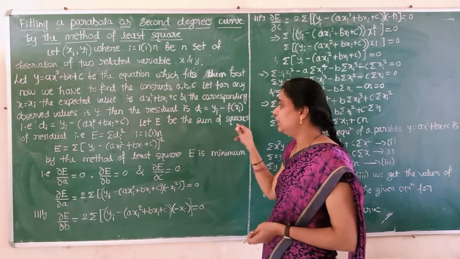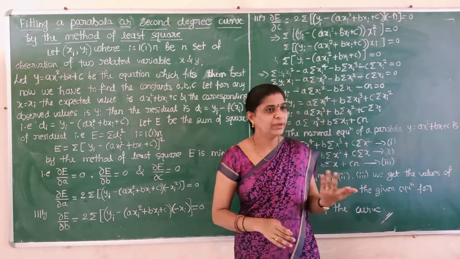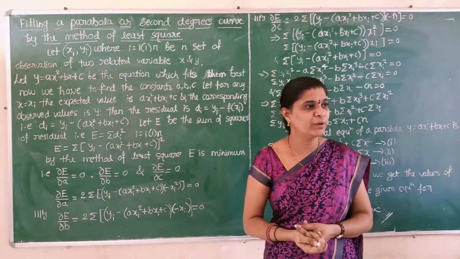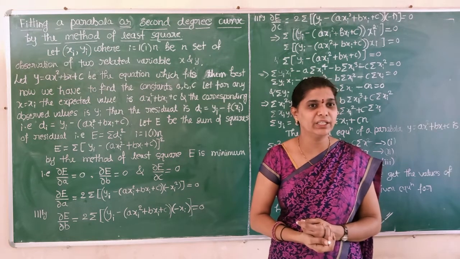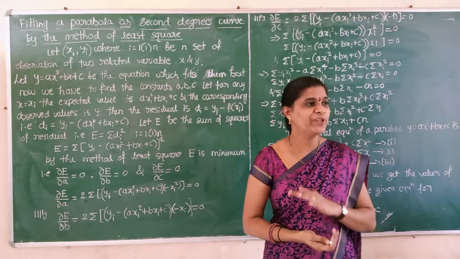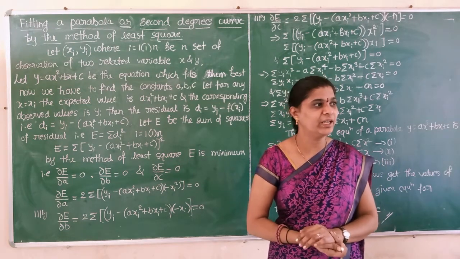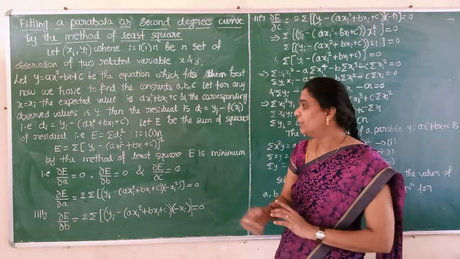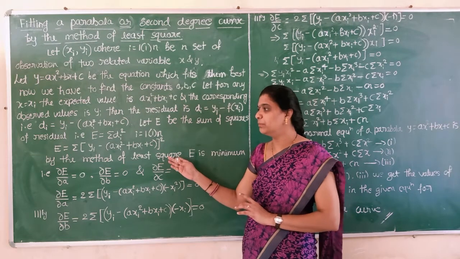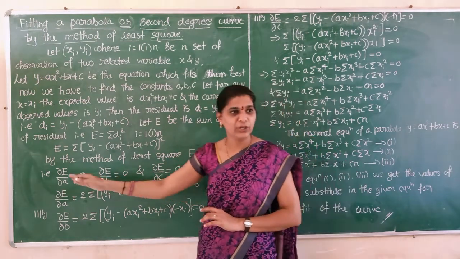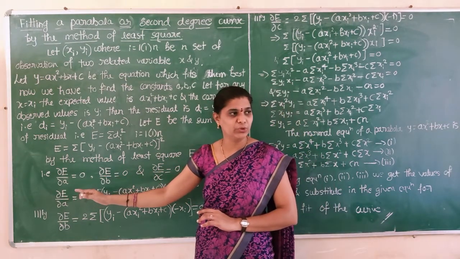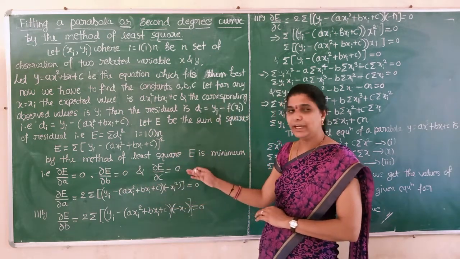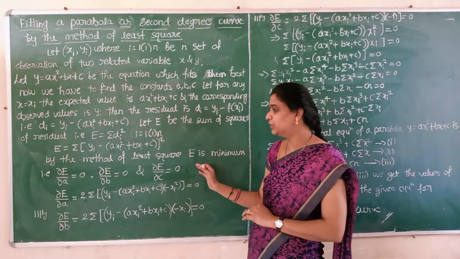Now if E is equal to 0, then all the points lie on the curve. But sometimes E is not equal to 0, and all the points do not lie on the curve. In that case we have to use least squares, making E minimum. Whenever E is minimum, we get the values of the three constants from ∂E/∂a = 0, ∂E/∂b = 0, and ∂E/∂c = 0.